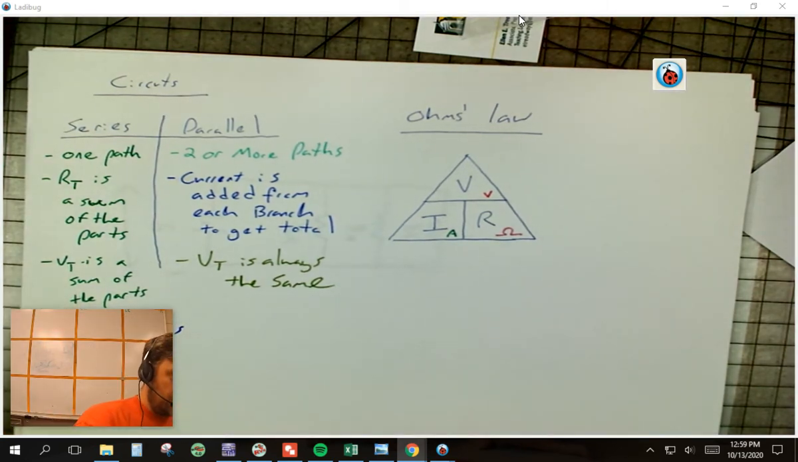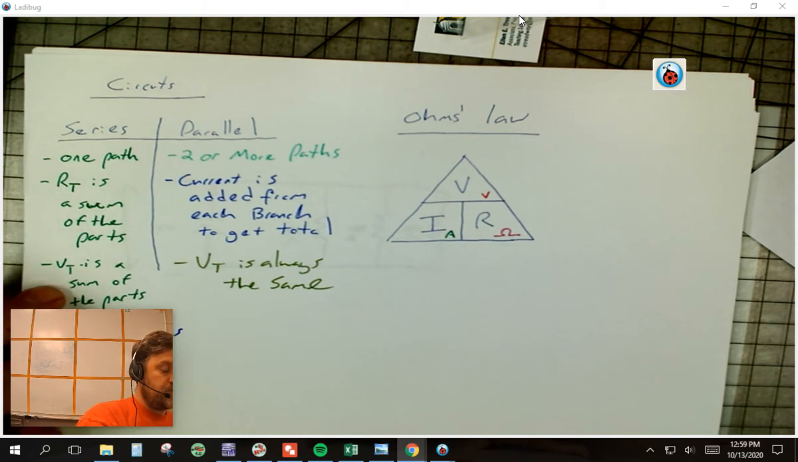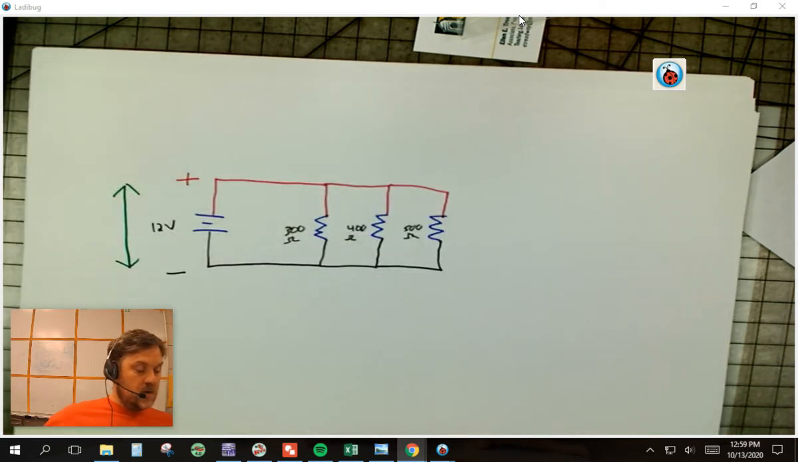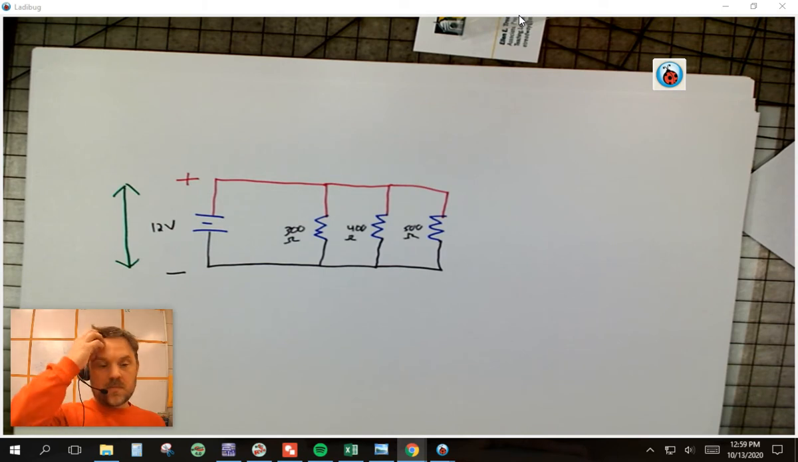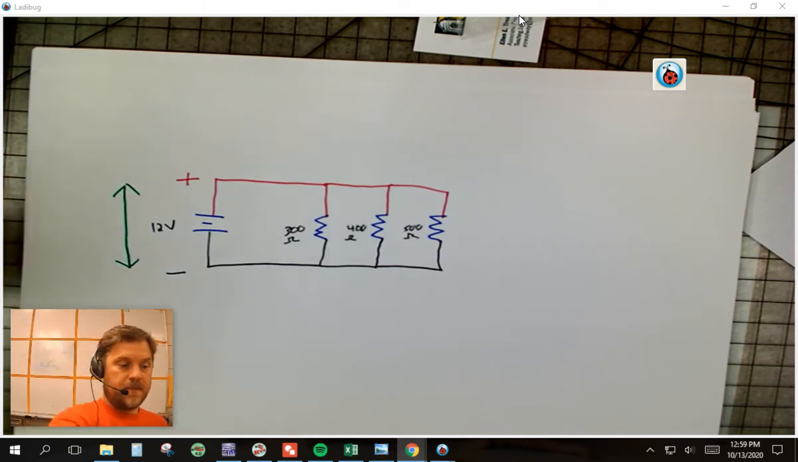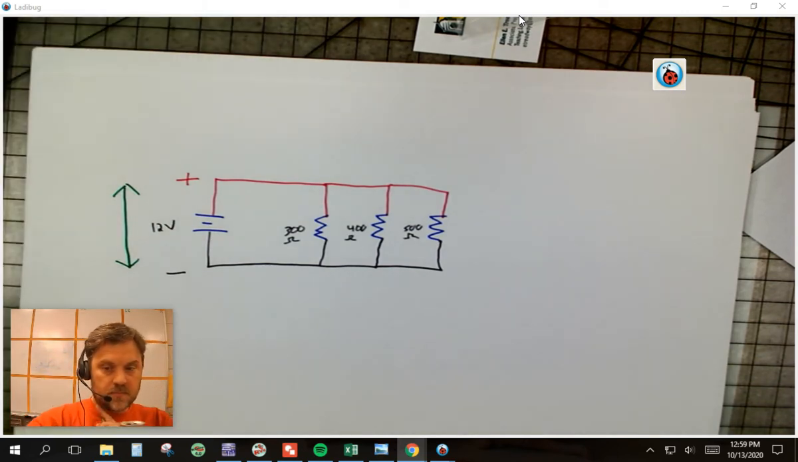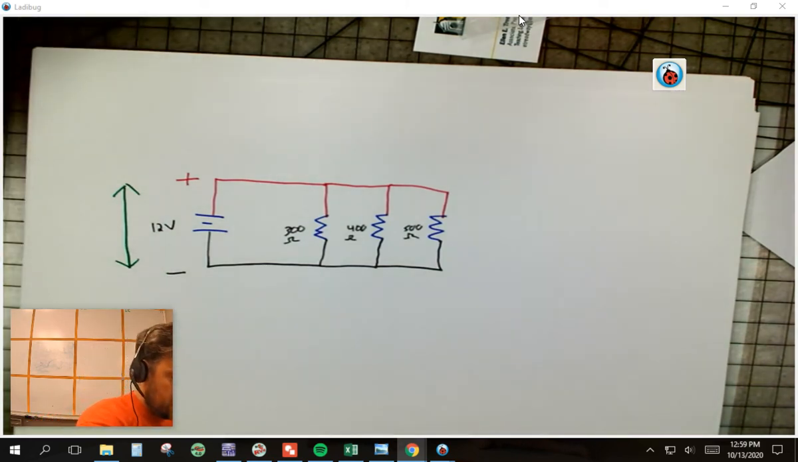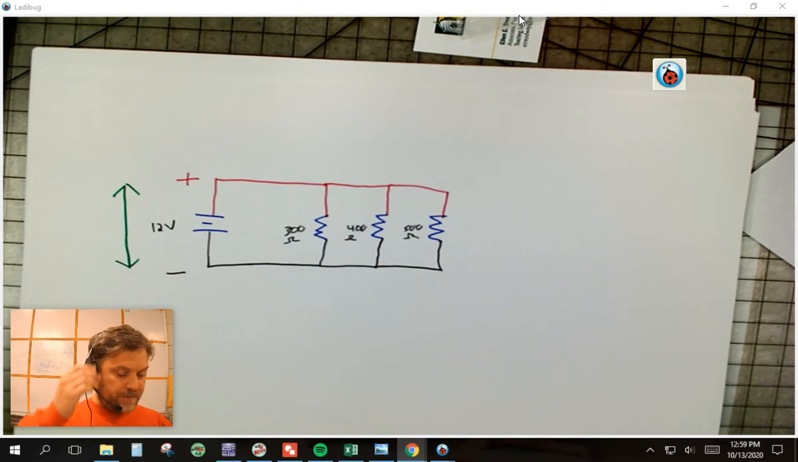So it doesn't matter in here what happens. Just two sides to that circuit.